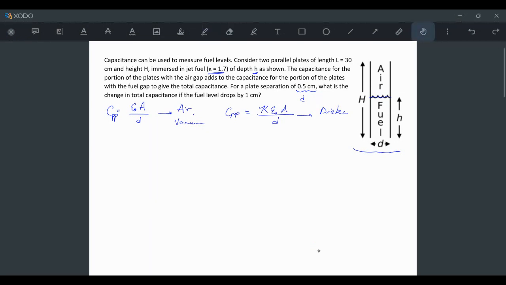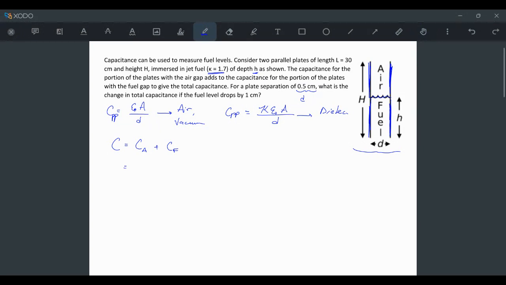So what we want to figure out is the total capacitance. I'm just going to call that capital C. We know that this has contributions from, I'm going to call this script A, the capacitance from the parallel plates that are sandwiching the air gap, and C subscript F, which is the corresponding part on either side of the fuel gap. So each of these is a parallel plate.